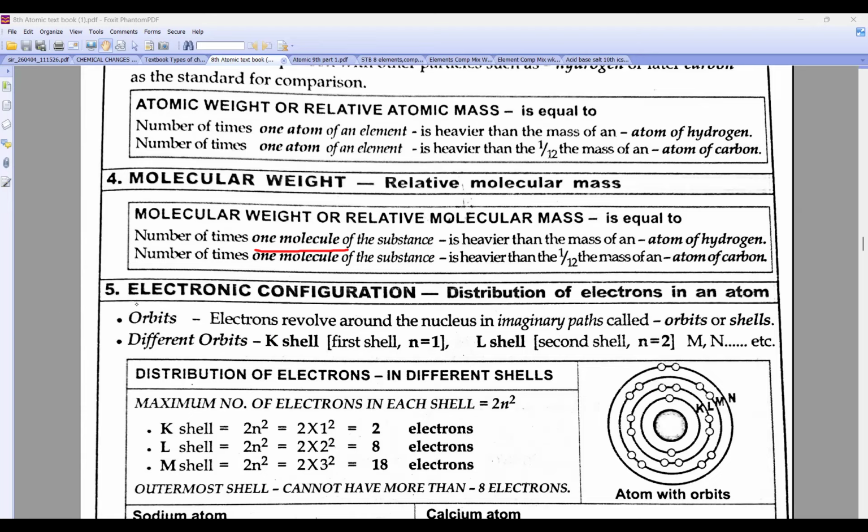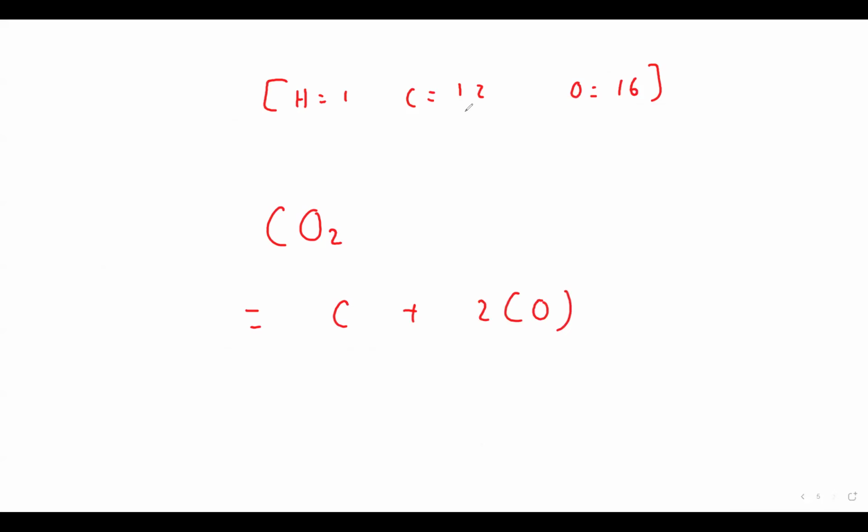I'll give you an example of molecular mass. In exam, beta, in ninth standard, they will always give hydrogen mass is 1, carbon atomic mass is 12, oxygen is 16. Suppose I tell you to find the molecular mass of CO2. In this molecule, carbon is there and how many oxygen are there? 2. Substitute the values. How much will you get, beta? 44. That is the mass of a molecule.